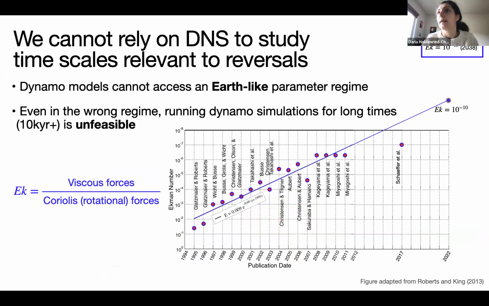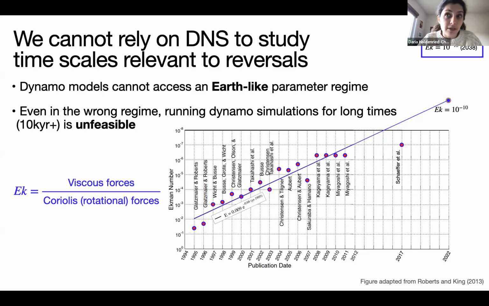To make matters even more difficult, we can't rely purely on direct numerical simulations. Partially because we know that dynamo models can't run in a parameter regime which is actually Earth-like. It's approaching Earth-like, but we're not quite there yet. And even in the wrong regime, running these dynamo models for timescales that are long enough to be relevant for the reversals is really quite unfeasible.